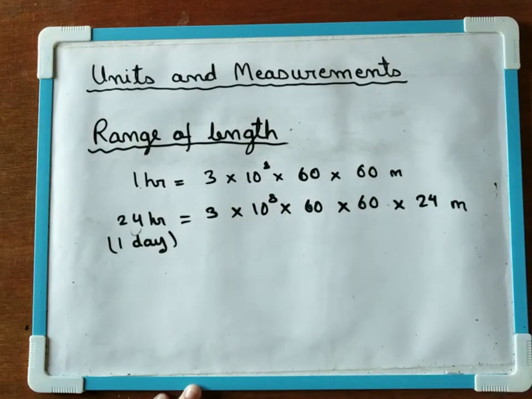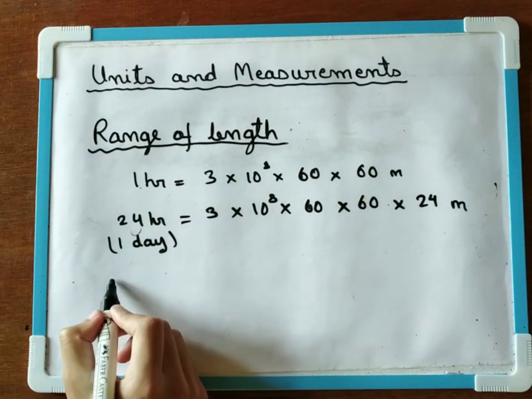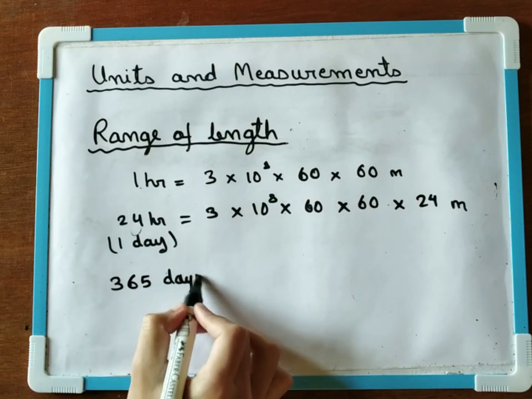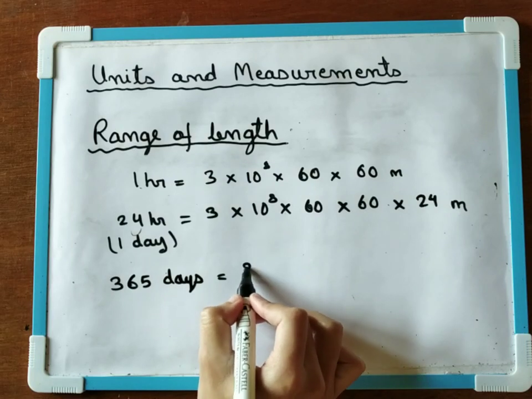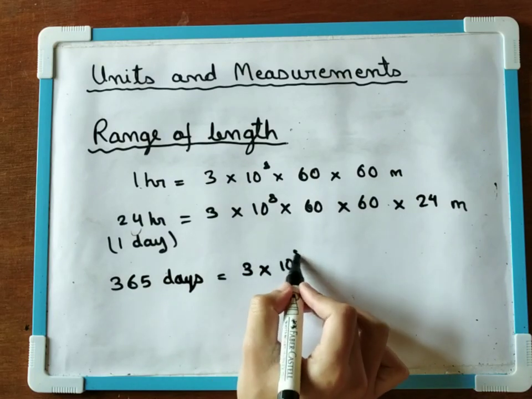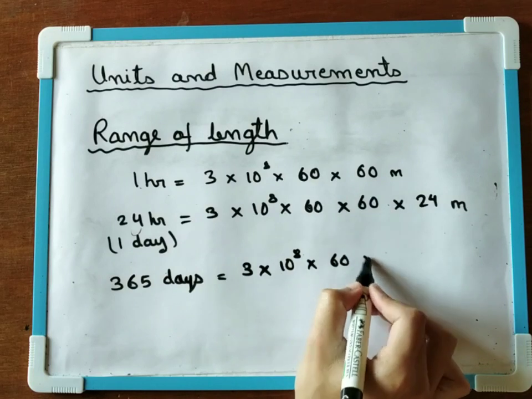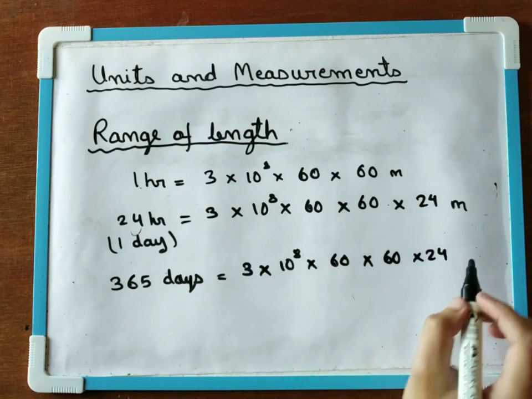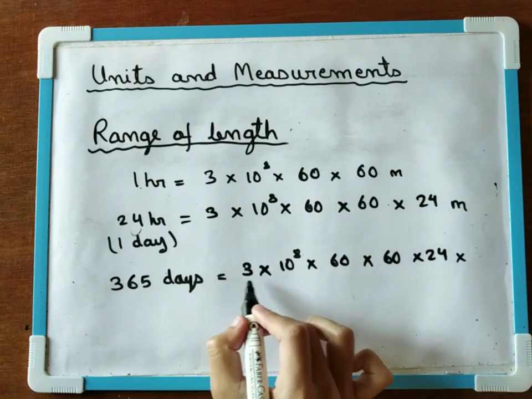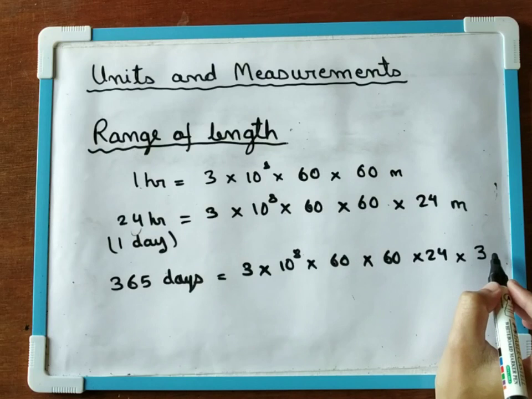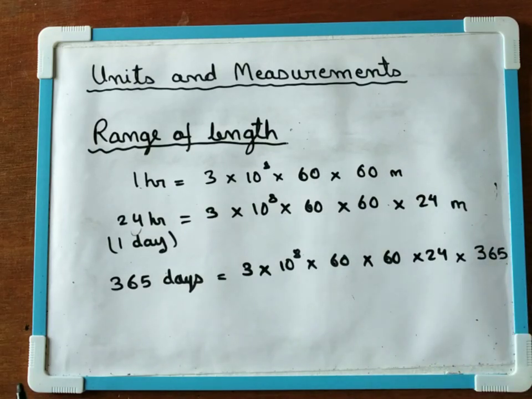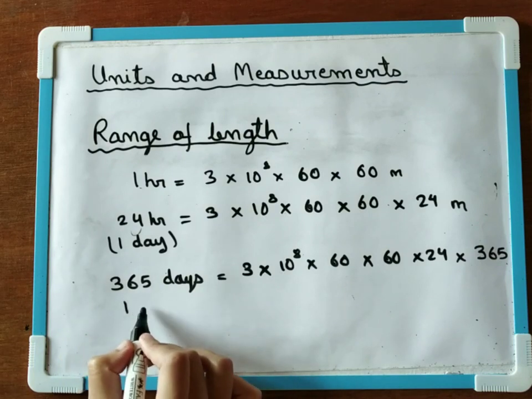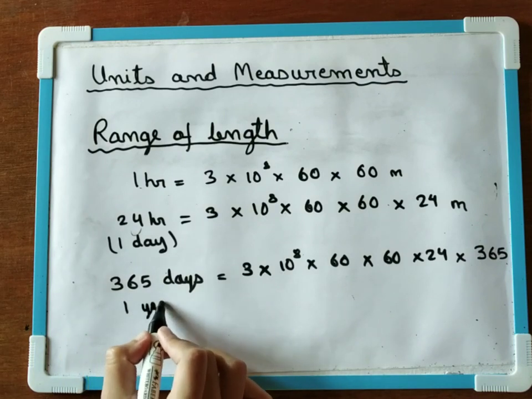So for 365 days, what will be the distance? 3 into 10 to the power 8 into 60 into 60 into 24, this is for 1 day, then into 365 for a year. This is for 365 days, that is for 1 year.